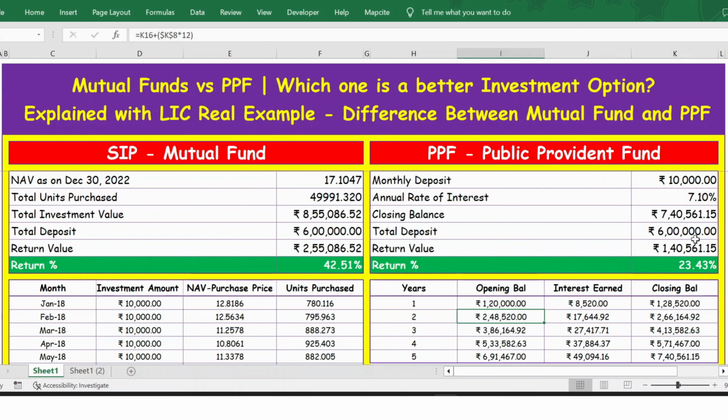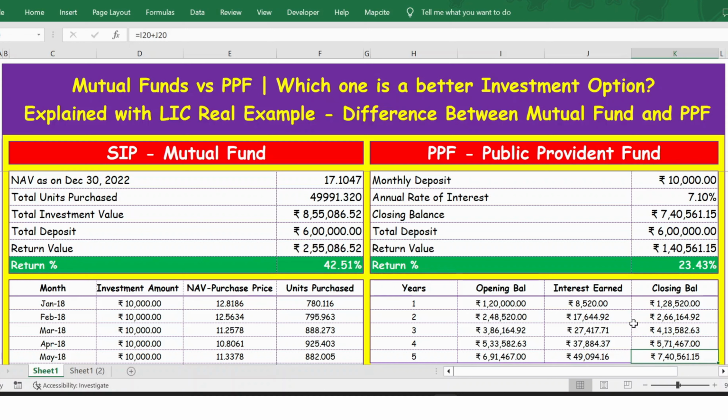For the next year, the opening balance will be whatever we had as the closing balance for the previous year plus again K8, that is K8 is 10,000 per month multiplied by 12. So you have this opening balance for the next year, and then the interest will be calculated based on the opening balance, and then the closing balance is opening balance plus interest earned. Likewise, we did for all the years.